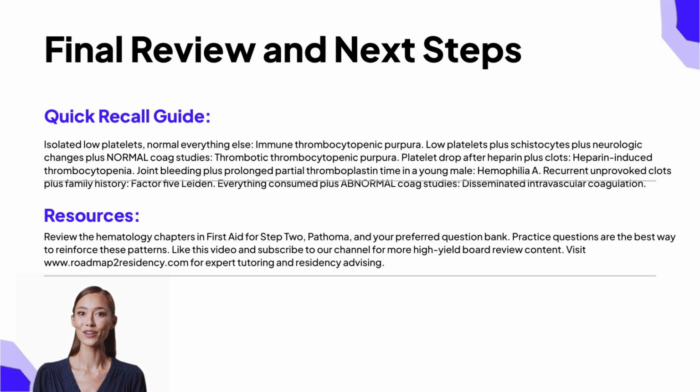For hypercoagulable states, recurrent unprovoked clots in a young patient with family history, think factor V Leiden as the most common inherited cause. And for disseminated intravascular coagulation, everything is abnormal: low platelets, prolonged prothrombin time and partial thromboplastin time, low fibrinogen, high D-dimer, and schistocytes, and the key is to treat the underlying cause.